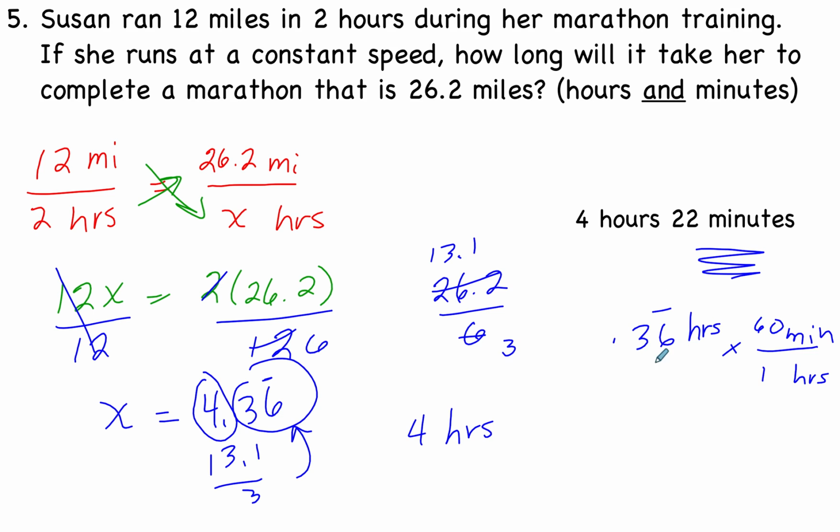So if you take this decimal, 0.36, and multiply it by 60, we end up with, that's where the 22 minutes comes from. So that number you end up with is your number of minutes. So it's 4 hours and 22 minutes.